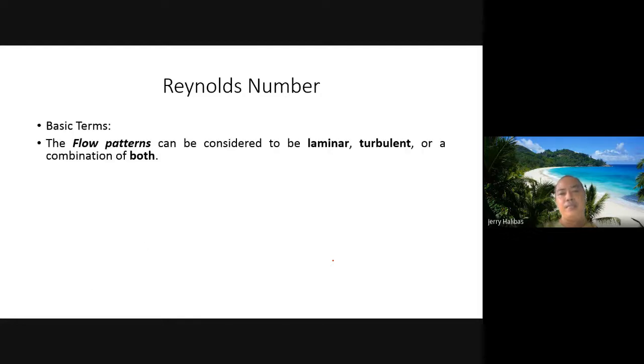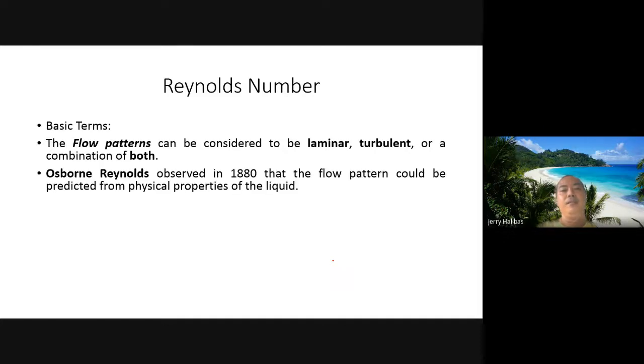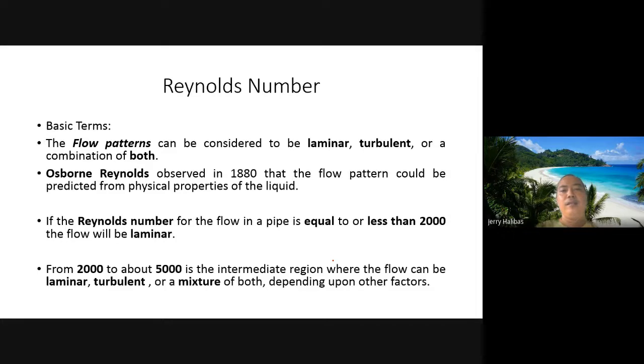So the flow patterns can be considered to be laminar, turbulent, or a combination of both. The Reynolds number was discovered by Osborne Reynolds. The range: the flow is said to be laminar if the Reynolds number is less than or equal to 2,000. From 2,000 to 5,000 it can be between laminar, turbulent, or a mixture. Beyond 5,000, the flow is said to be turbulent.